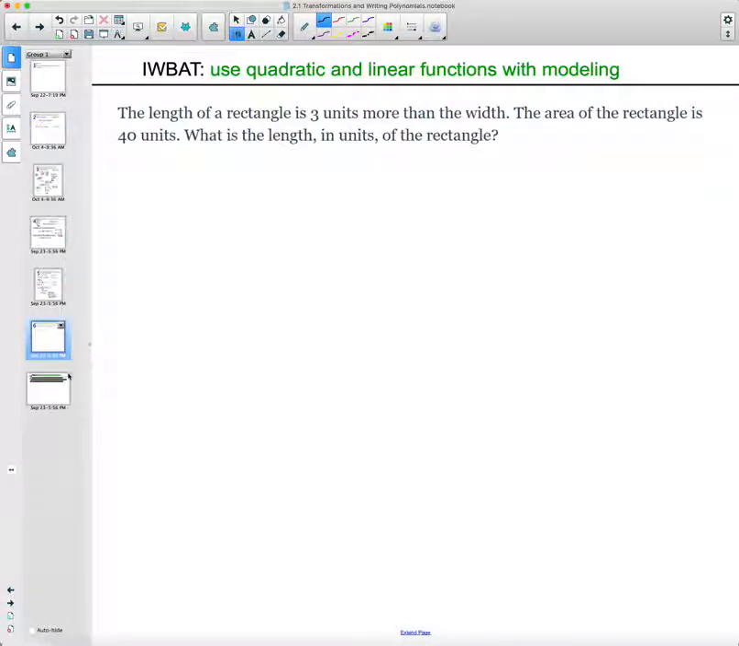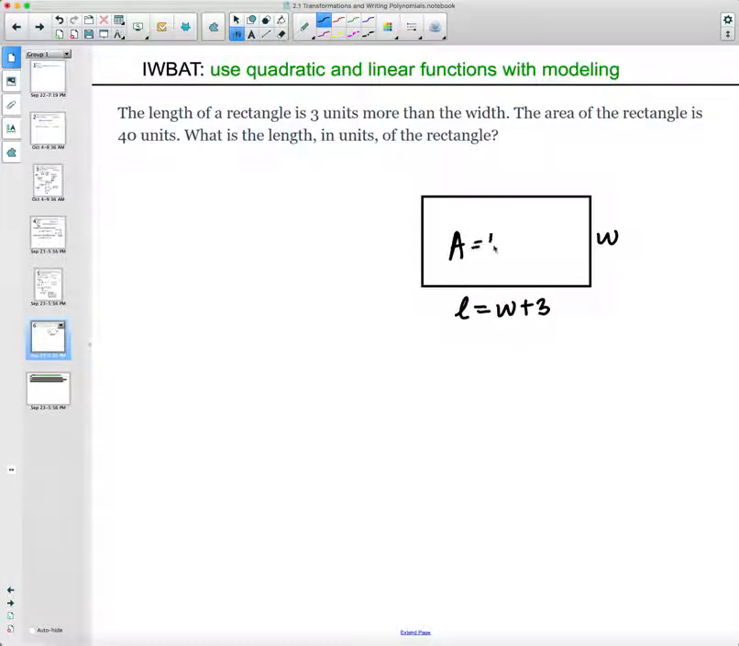All right, then let's look at a word problem. So in this one, we have the length of a rectangle. Okay, so the shape that we have is a rectangle. The length of it is 3 more than the width. Okay, so this length here is equal to 3 more than the width. So the width plus 3. And then it also tells us that our area is 40.